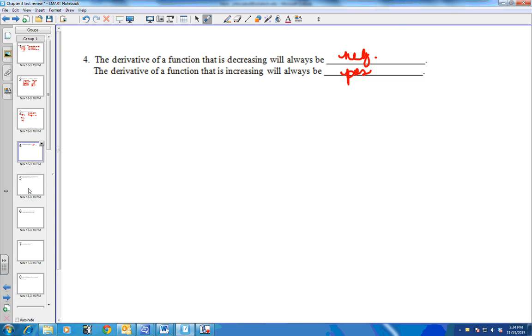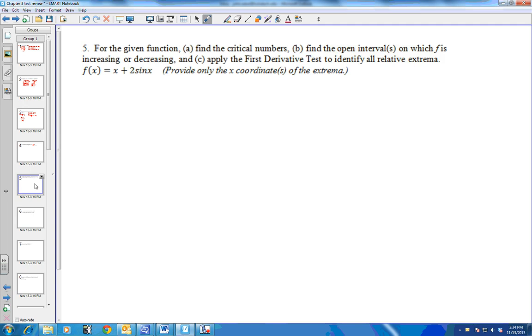Okay. Number 5. For the given function, I'm supposed to find the critical numbers, find the open intervals in which it's increasing, decreasing, and do the first derivative test to identify the relative extrema, or maxes and mins. Right, so first we're going to find the critical numbers. We find critical numbers by finding the derivative, setting it equal to 0, or where the derivative is undefined.